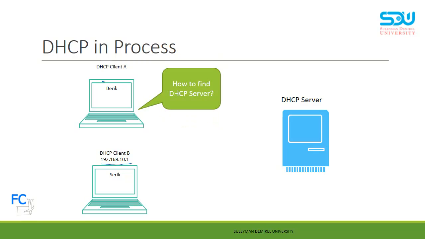How to find the DHCP server inside this network? Imagine that this is the access point, which is connecting the DHCP server and all of these clients together. And how will Beric's computer find the DHCP server if Beric's computer doesn't know about anyone in this local area network? To make a comparison, let's take a look at this small example.